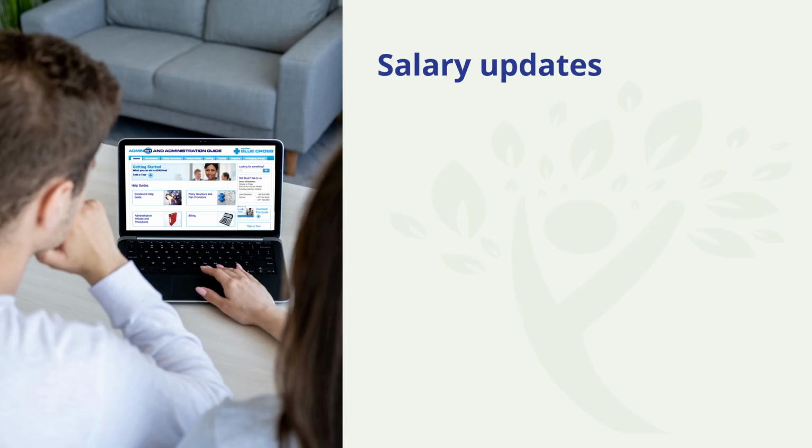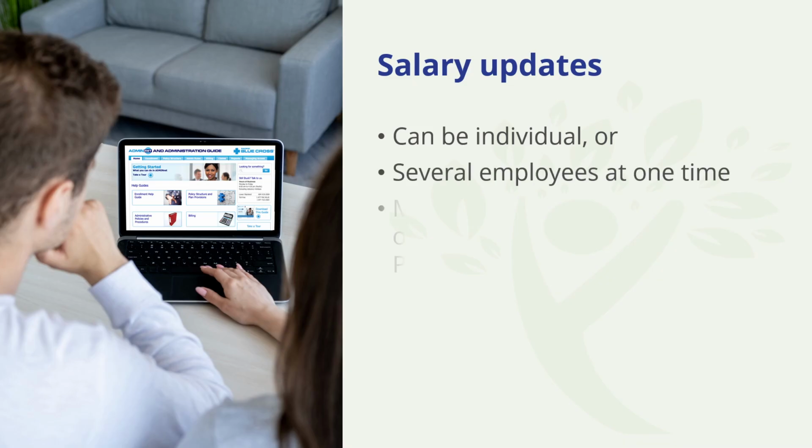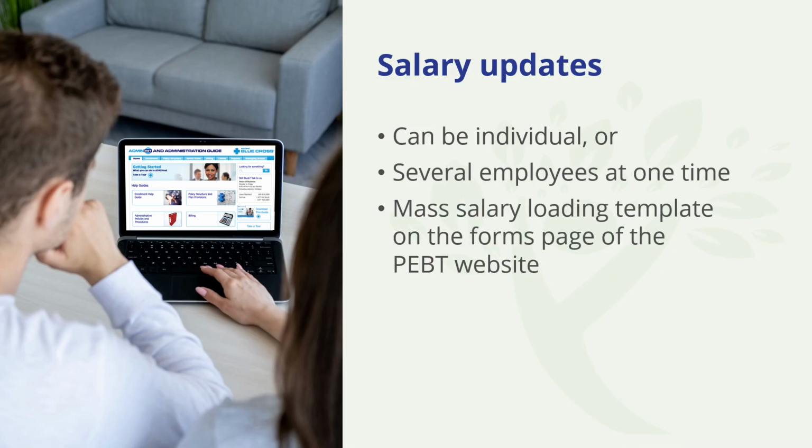Changes in salary could be due to a new position or a collectively bargained rate increase. You can update earnings information for an employee on an individual basis through AdminNet, or if updating several employees, you can use the mass salary loading template. This template is available from your PBC service representative or can be found on the forms page of the PEBT website. Salary updates must always be provided as an annual salary, as this is a PEBT requirement.